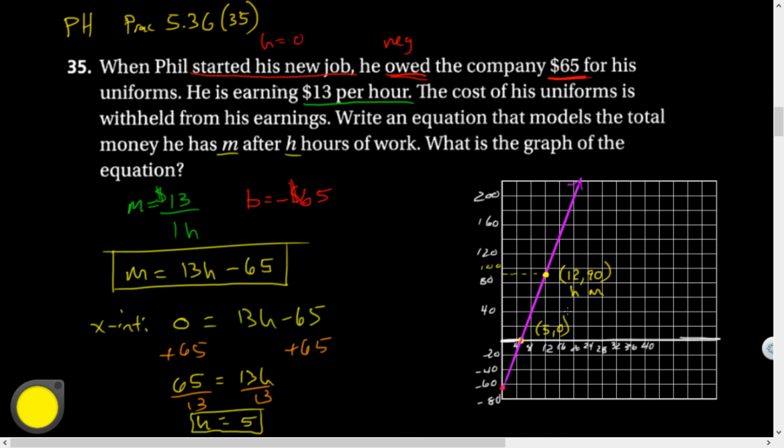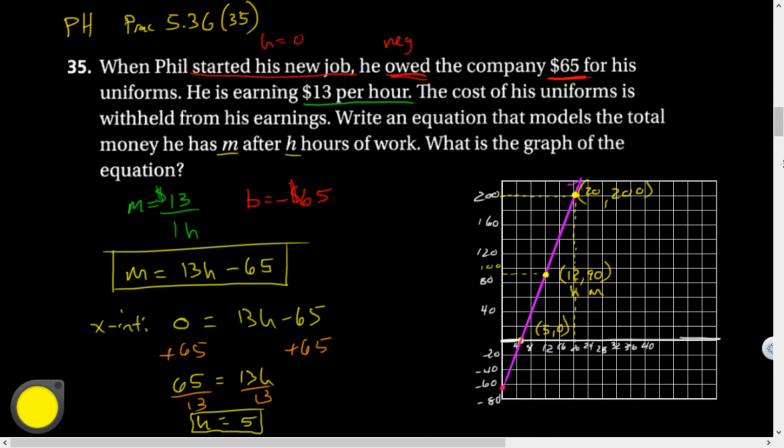Let's see. What if I asked the question, when will he have $200? How many hours of work does he need for $200? To answer that question, I would read it across from here. That's where it hits. And now it looks like Phil will have $200 at about what time? Yeah, so he has $200 after 20 hours of work. Okay, so that's how we can kind of read the graph.